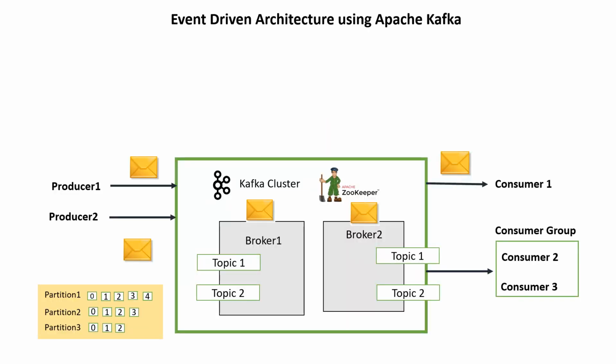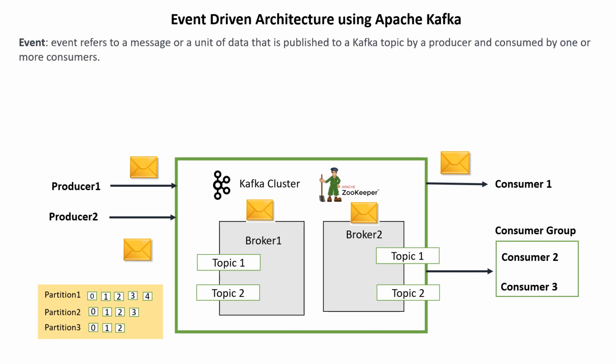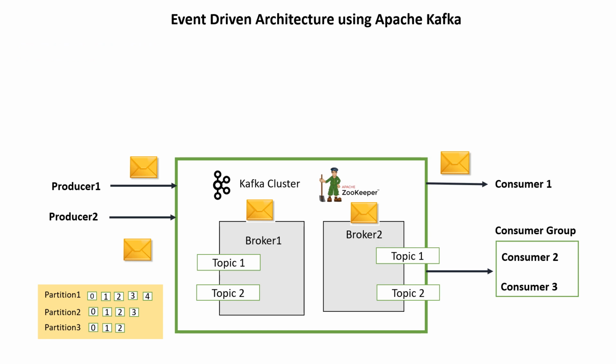We will implement event-driven architecture using Apache Kafka. I hope you are quite familiar with some of the terminologies like event, producer, consumer, cluster, and zookeeper. If not, don't worry, we will quickly have a look at them. So the first one is the event, which refers to the message or unit of data that is published to the Kafka topic. Then what is a Kafka topic?